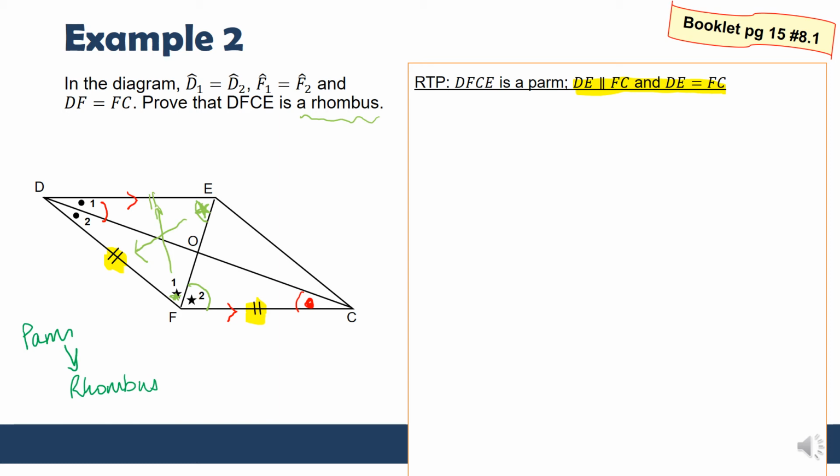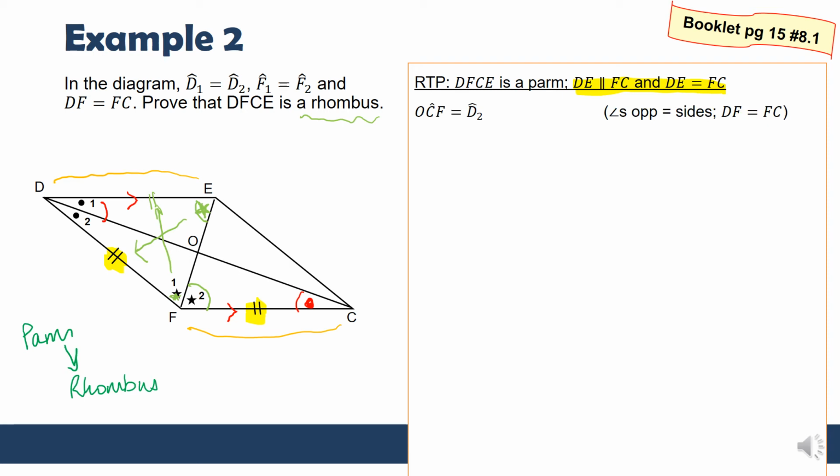So here I have one pair of opposite sides equal and parallel. Hopefully you see that so I can do my proof.